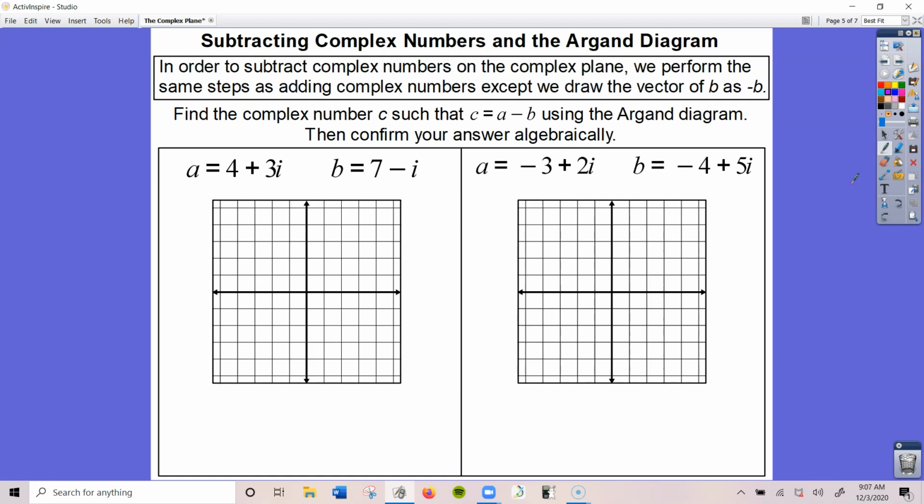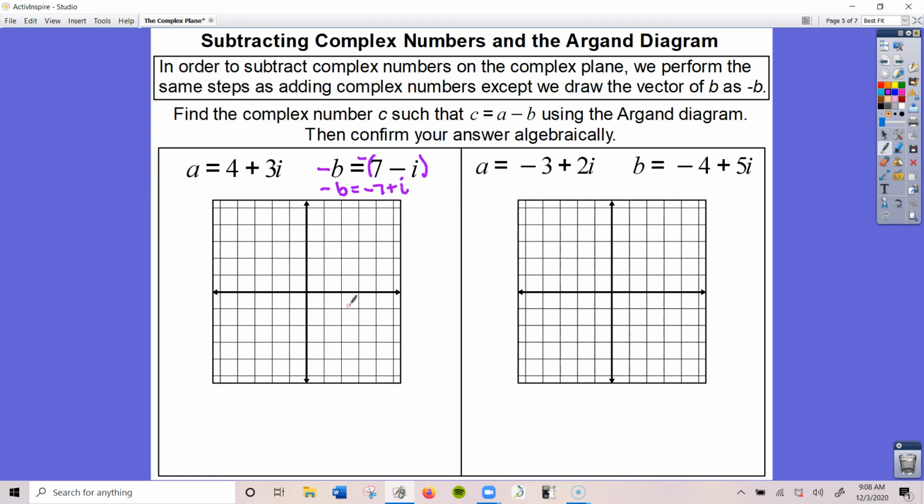Now, when we're subtracting complex numbers using the Argand diagram, we can't exactly use the same process. I mean, it is the same process. The only difference here is that instead of graphing B, what we would do is make it into a negative B. The Argand diagram only allows you to add vectors, not subtract. So what we do is we make B into negative B and then add them, because essentially that would be subtracting. So I'm going to distribute that negative, and therefore negative B is -7 plus i.